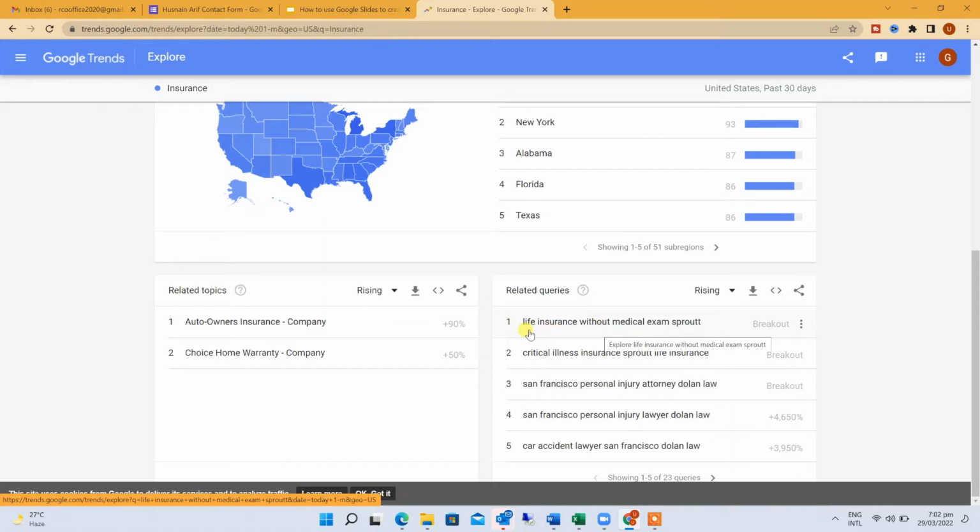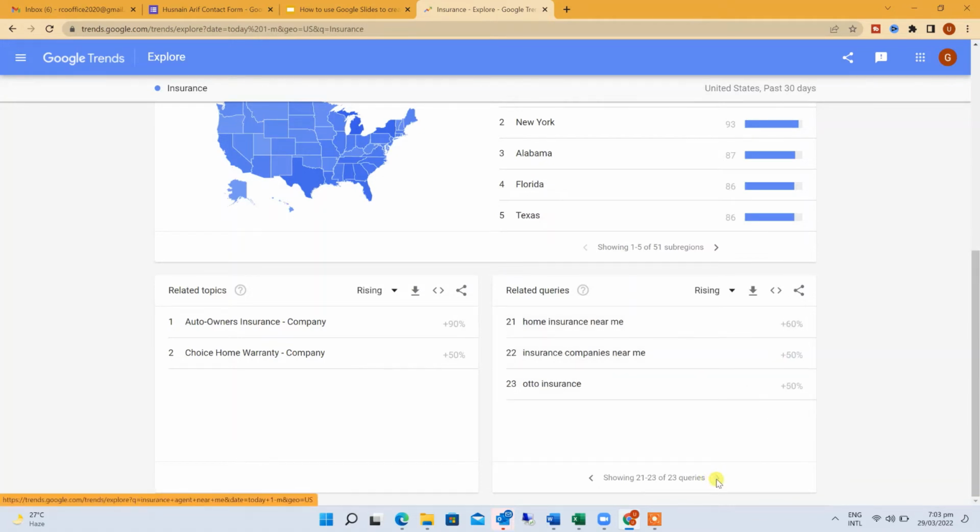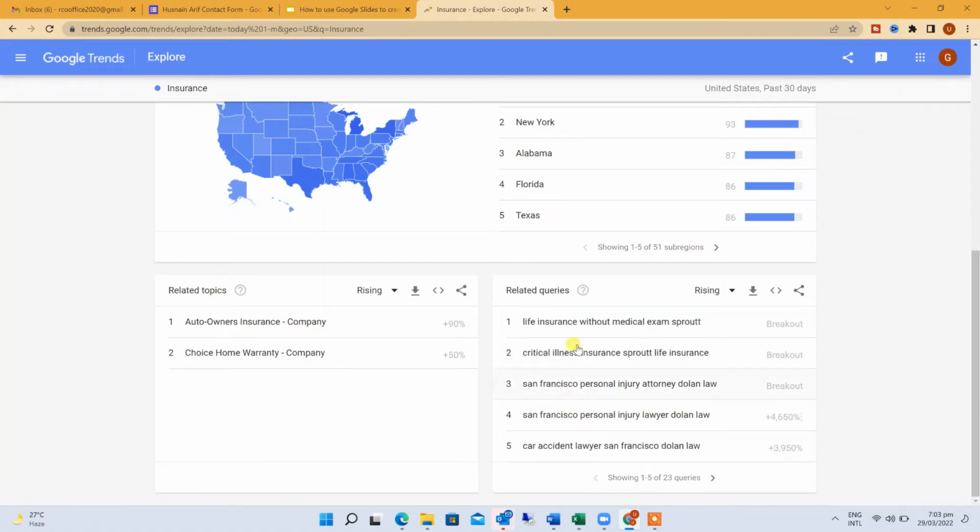You can see life insurance without medical exams, critical illness insurance, life insurance, and similarly they are showing us at least 23 queries that people are searching for. And you can see the percentage sign showing how popular that specific keyword is in the general public. As we scroll down, you can see that the percentage is dropping because these are not that popular. But if we go towards the first 5 queries, you can see that these are the most popular ones.